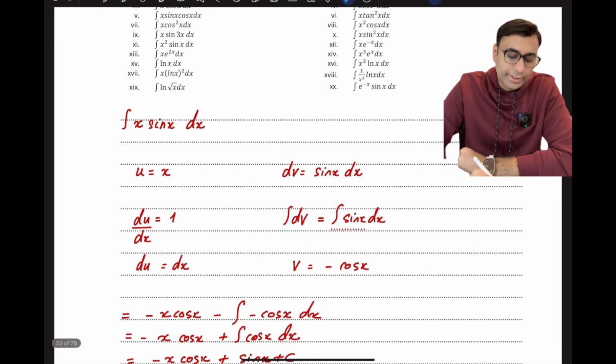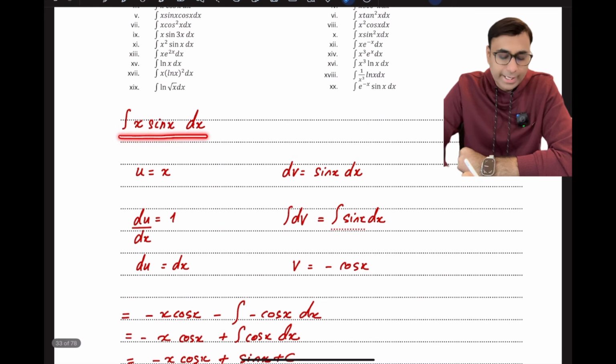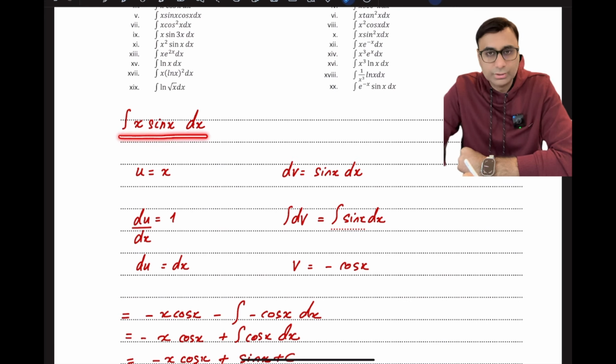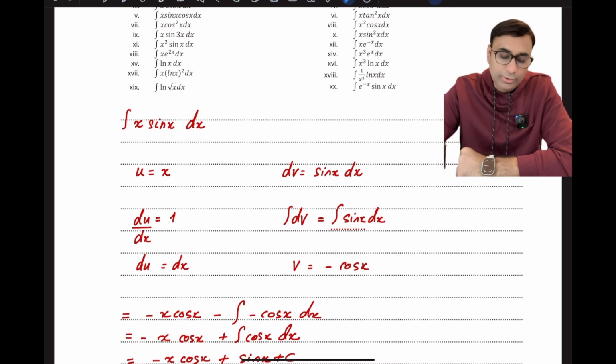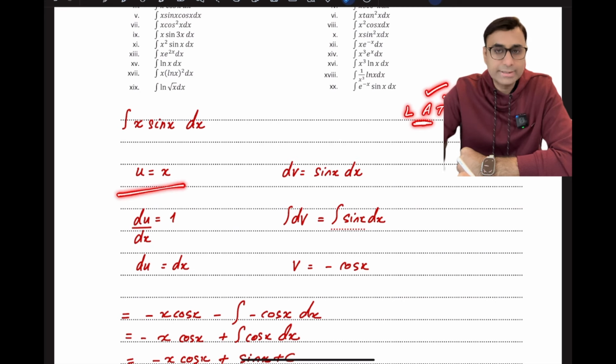Let's say I have to integrate a product of x sine x. I can see it's a product of two functions, and there is a possibility of using the integration by parts formula. So when I look at the LIATE principle, I have one function, x, which is algebraic, and the other function, sine x, which is trigonometric. So my preference would be the algebraic function as u. So I will take u as x and I will take dv as sine x dx.